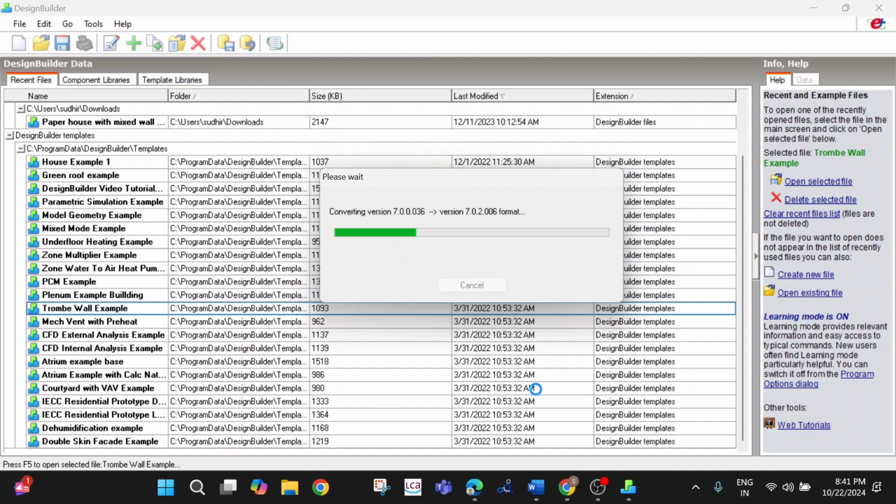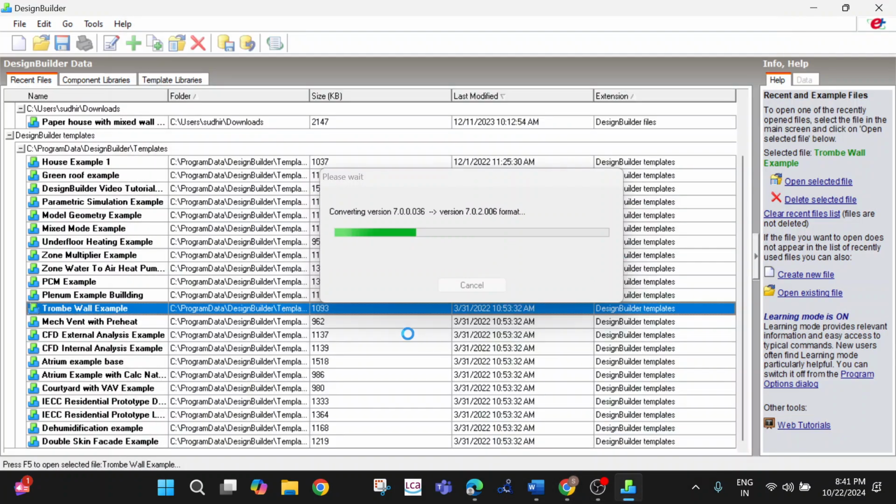So first of all, how to perform this and how to construct this Trombe wall in your building. Then only you can analyze the effect of the building with Trombe wall and without Trombe wall. That will be your proposed case, and that will be your standard case.